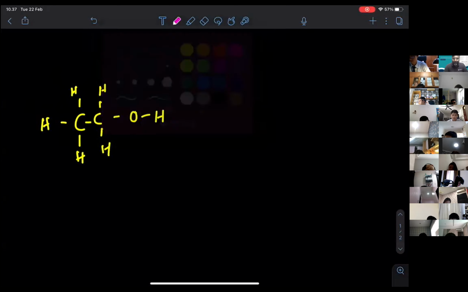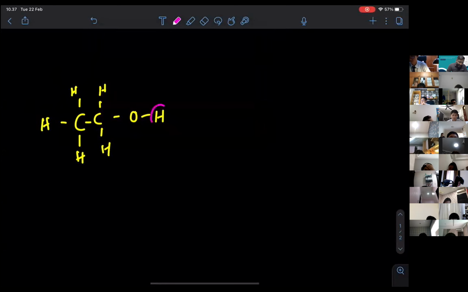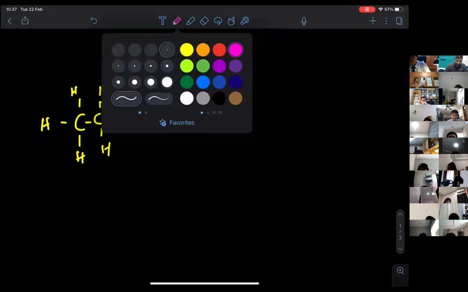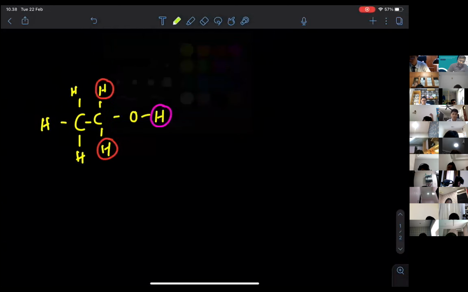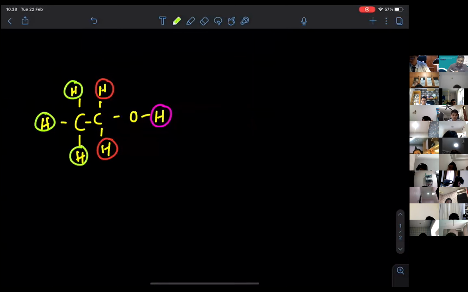So what are the different environments? Let's look at CH3, CH2, and OH. We are going to look at the different environments that are formed. This hydrogen is bonded to O, so this is one environment. This is another different environment because the carbon is bonded to OH and CH3. And this is one more different environment, bonded to 2 hydrogen and CH2OH.